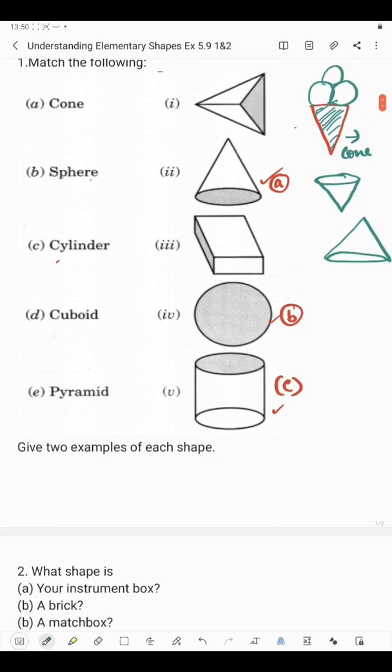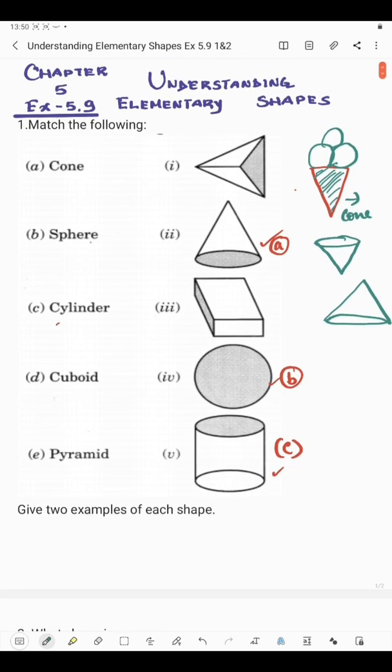So where is the cuboid out there? It's this. This is a book. So a book is an example of a cuboid, because if you see the book, it has 6 faces. The flat surfaces are called faces, these are called edges, and these are called vertices or the corners.